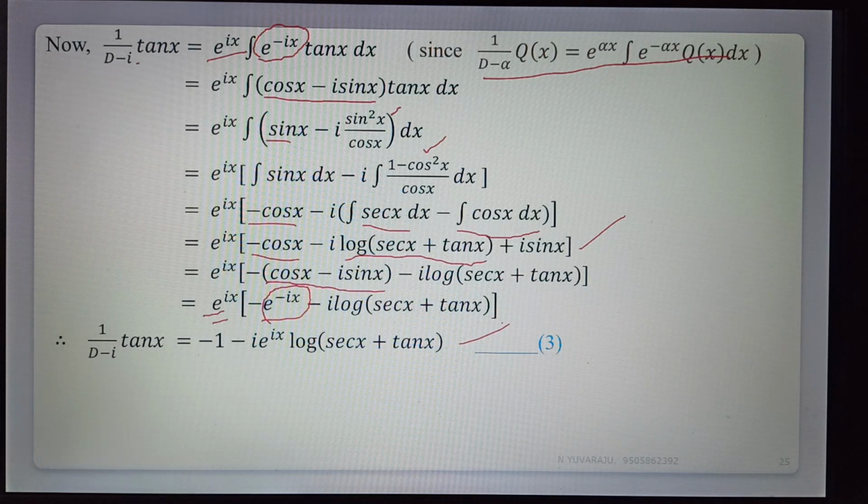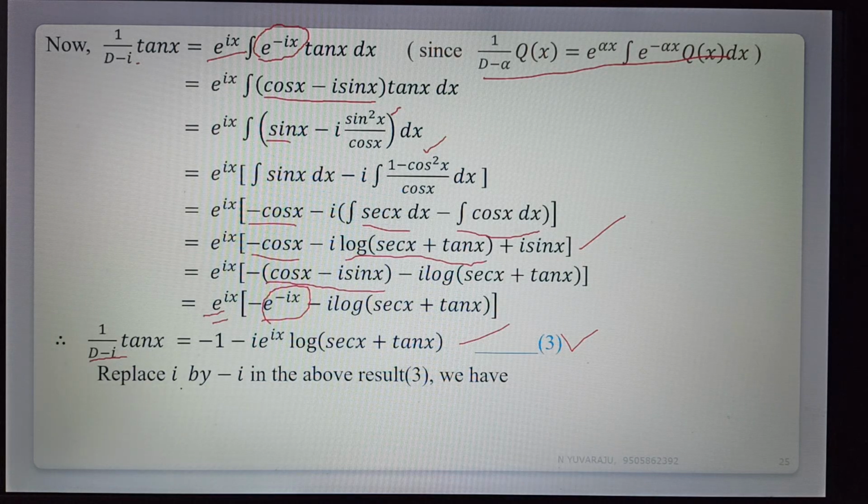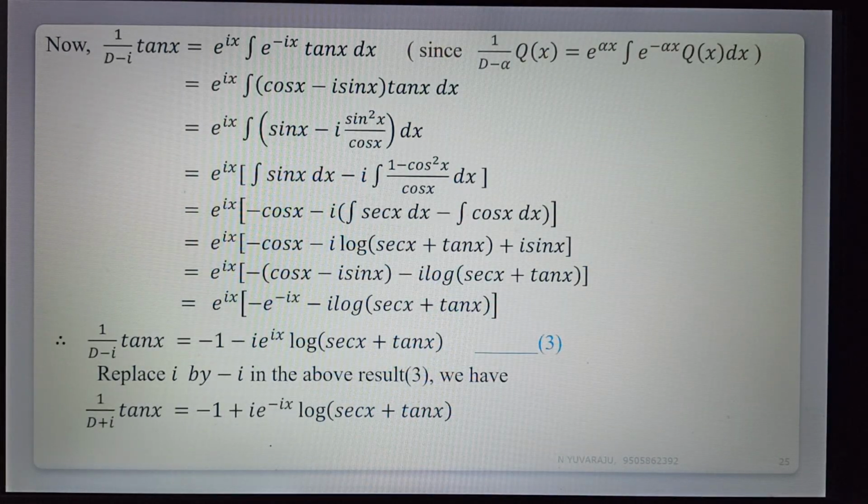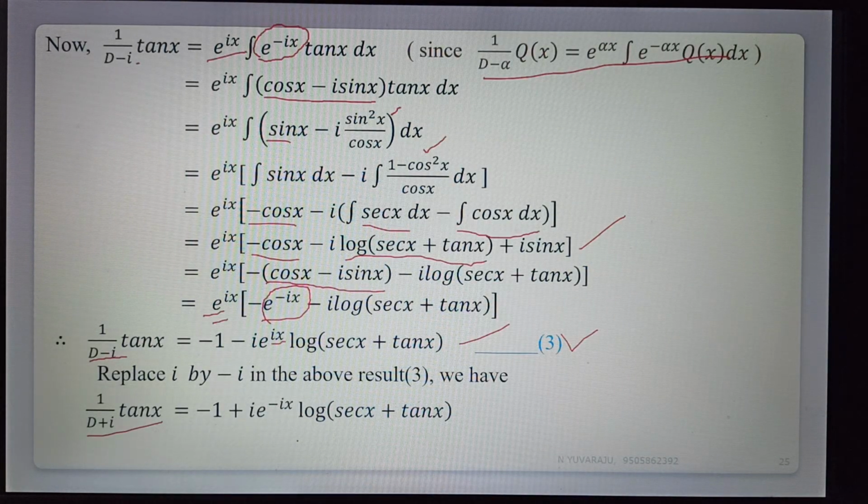Next term, finding 1 by D plus i. So in the above result, in equation 3, we have to replace i by minus i. That is, i replaced by minus i in the above result. We get directly 1 by D plus i into tan x is equal to minus 1, with i replaced by minus i, plus i e power minus ix into log of secant x plus tan x. So now both substituting in equation 2, from the previous equation.